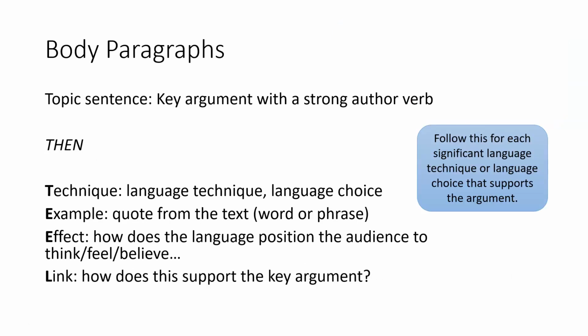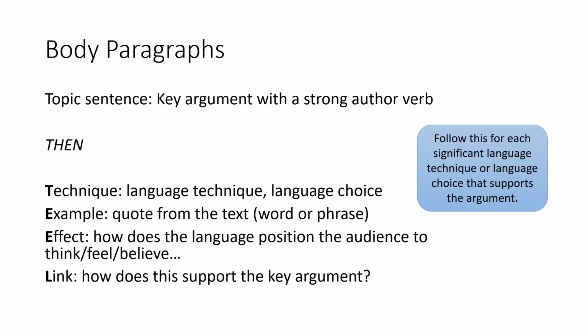If you prefer a more concrete way of thinking about your body paragraphs, you might want to just resort to TEAL. Personally, I don't like TEAL because I think it's restrictive, but I know it can be helpful. So with any TEAL structure, you obviously have a topic sentence, which in this case should be a key argument with a strong author verb, right? So for example, Smith asserts that something, something, something.